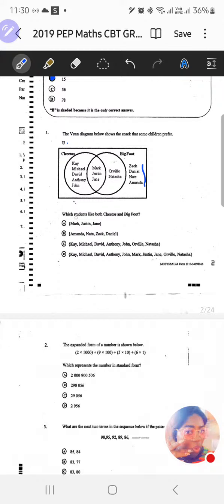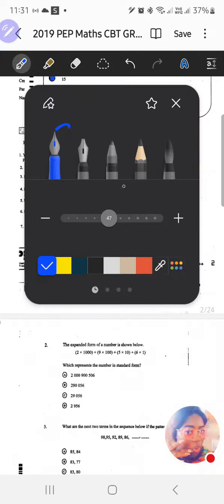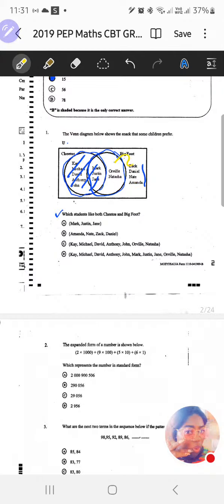The question says, which students like both Cheetos and Bigfoot? Now in a Venn diagram, we know that each circle represents a subset. So for this first circle, these students like Cheetos. These students here like Bigfoot. All of the students in this part of the circle like Cheetos, and all of the students in this part of the circle like Bigfoot.